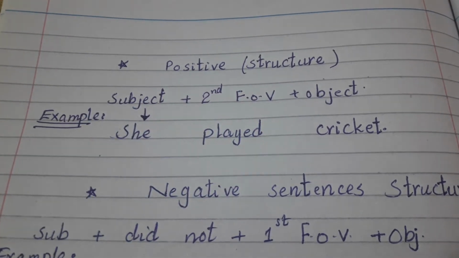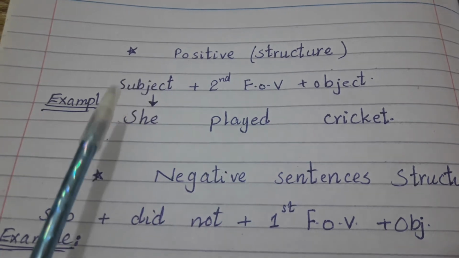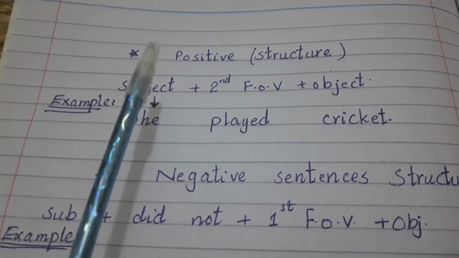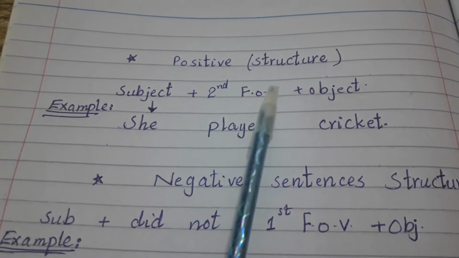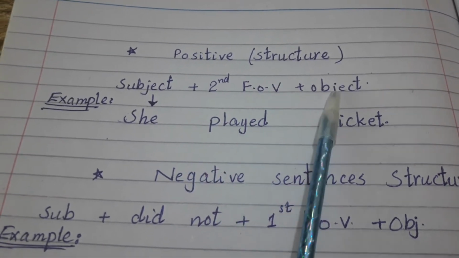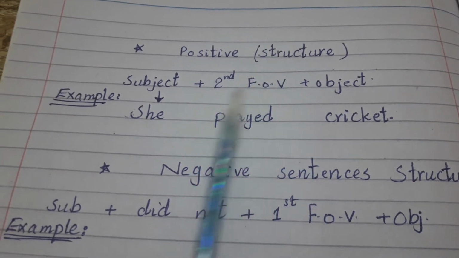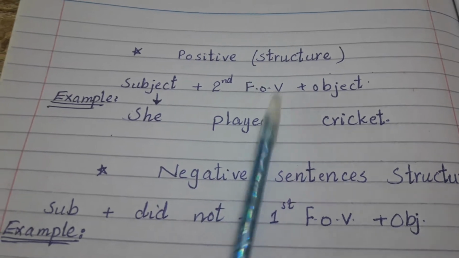Students, first of all we will see the structure of the positive sentences. First we will write the subject: he, she, it, I, we, they and you. Then we will write the second form of the verb and then the object. Sometimes we have an object in our sentences and sometimes we don't, but the second form is a must.